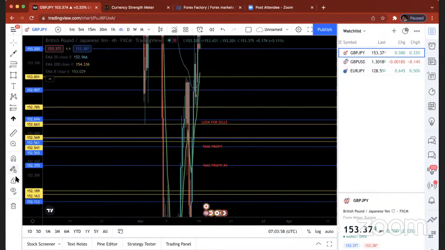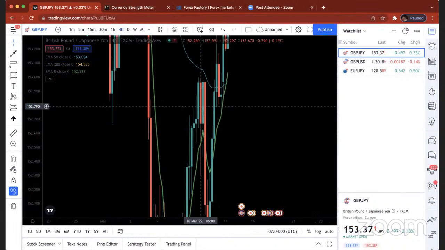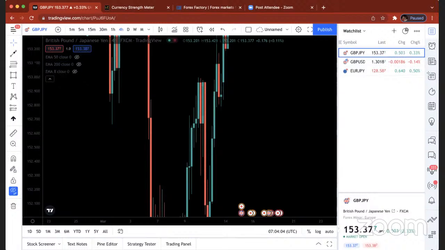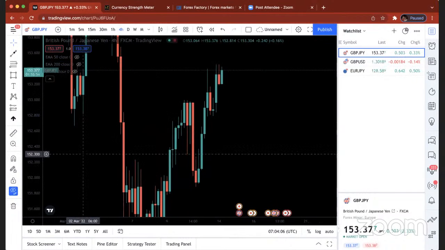Let me show you from the 4 hour. Sorry, my chart's a little messy today. It's a lot of markings. It's usually not this many markings, but it's just so much going on, right?